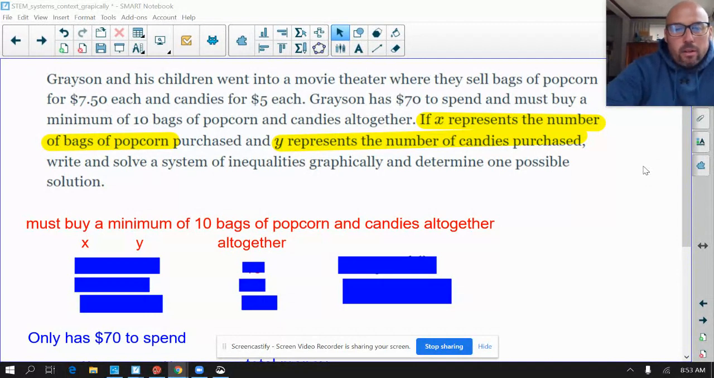Inequalities are not equalities. Equalities have an equation. Inequalities are really popular in life because not everything has to equal something. Sometimes you're more than something, or sometimes you're less than something.